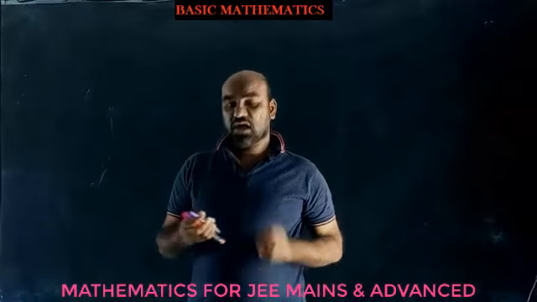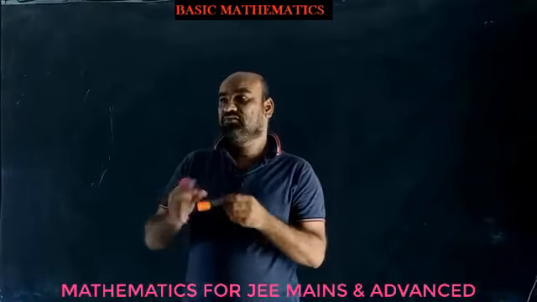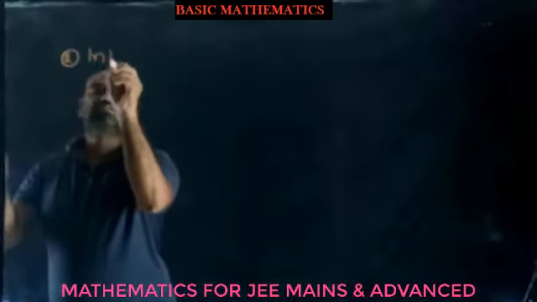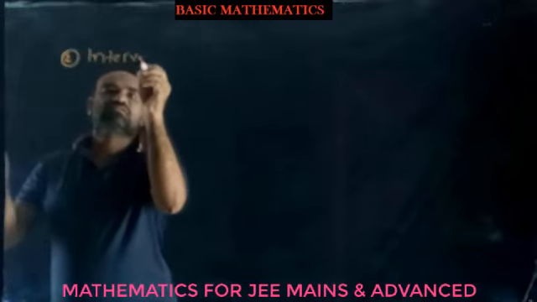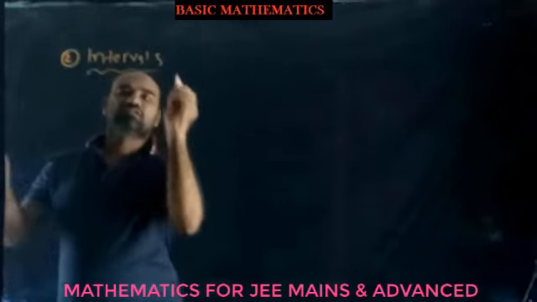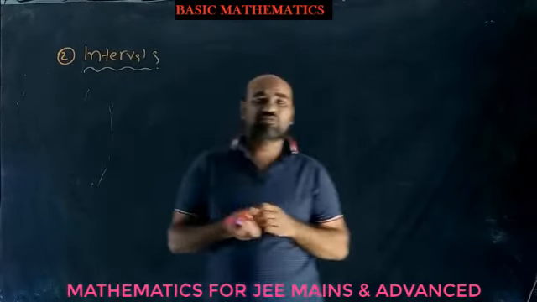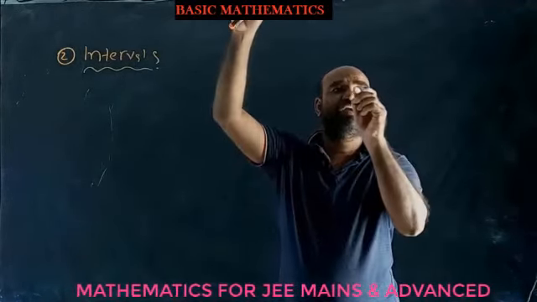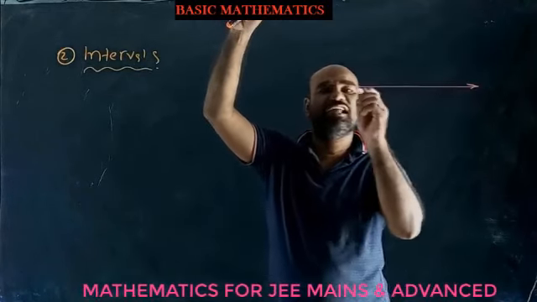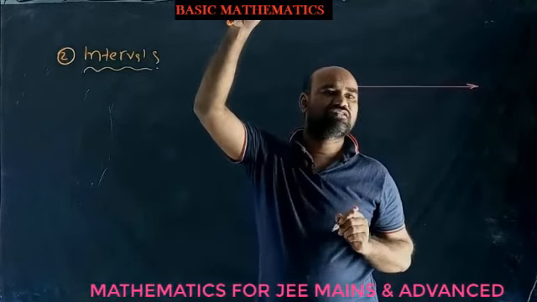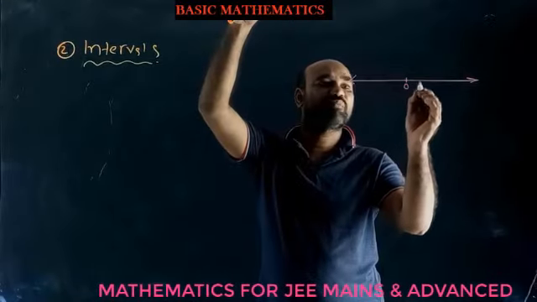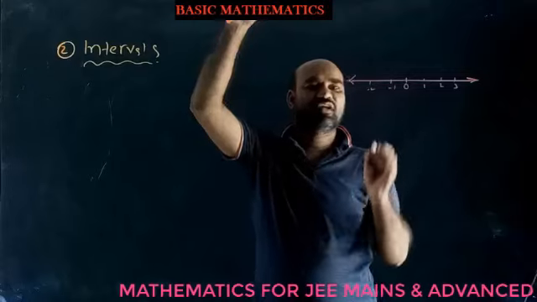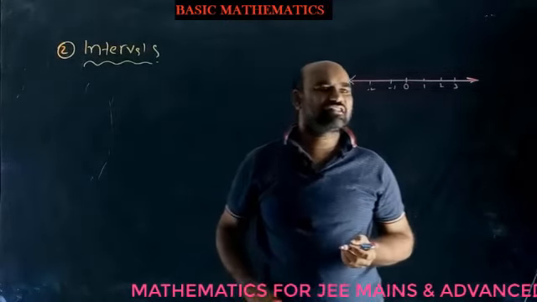Yeah, next, the concept of interval, the second one. Before that, first of all, I want to explain what is meant by the real number line. A directed line containing real numbers. This is a straight line containing real numbers. All real numbers are there on this line.